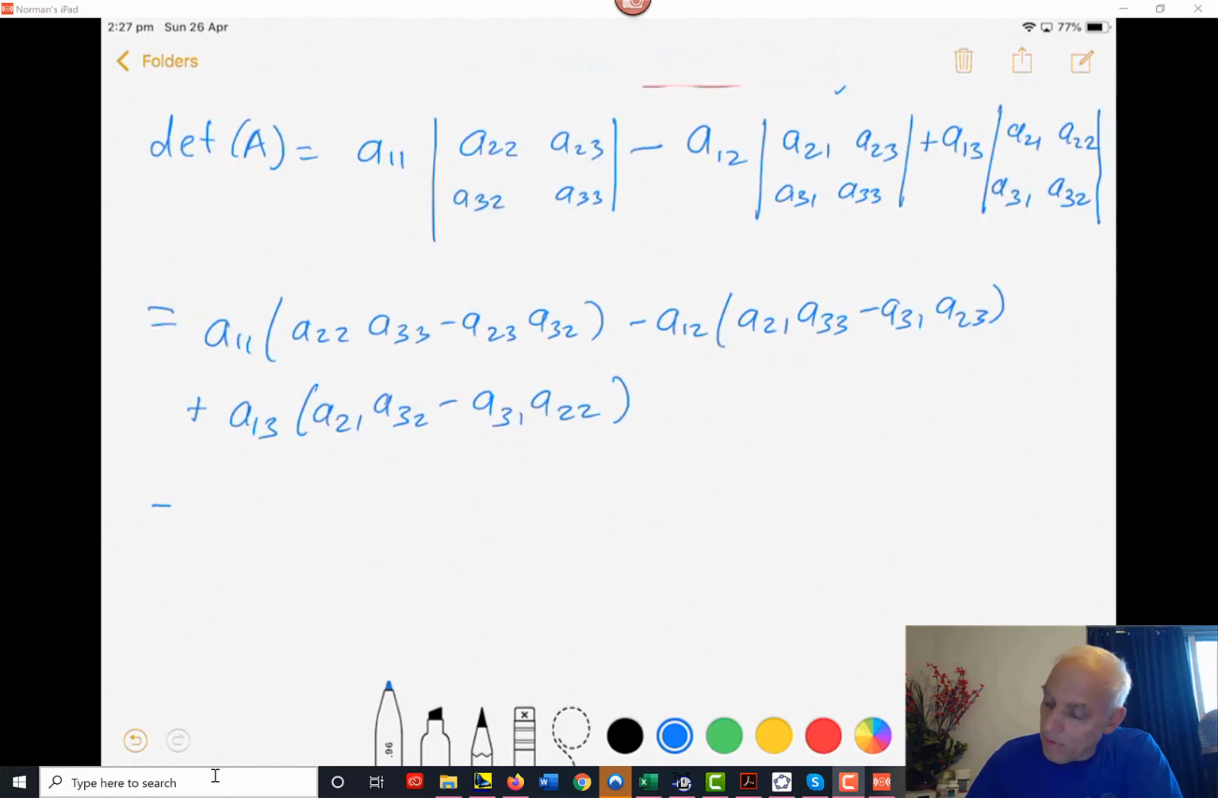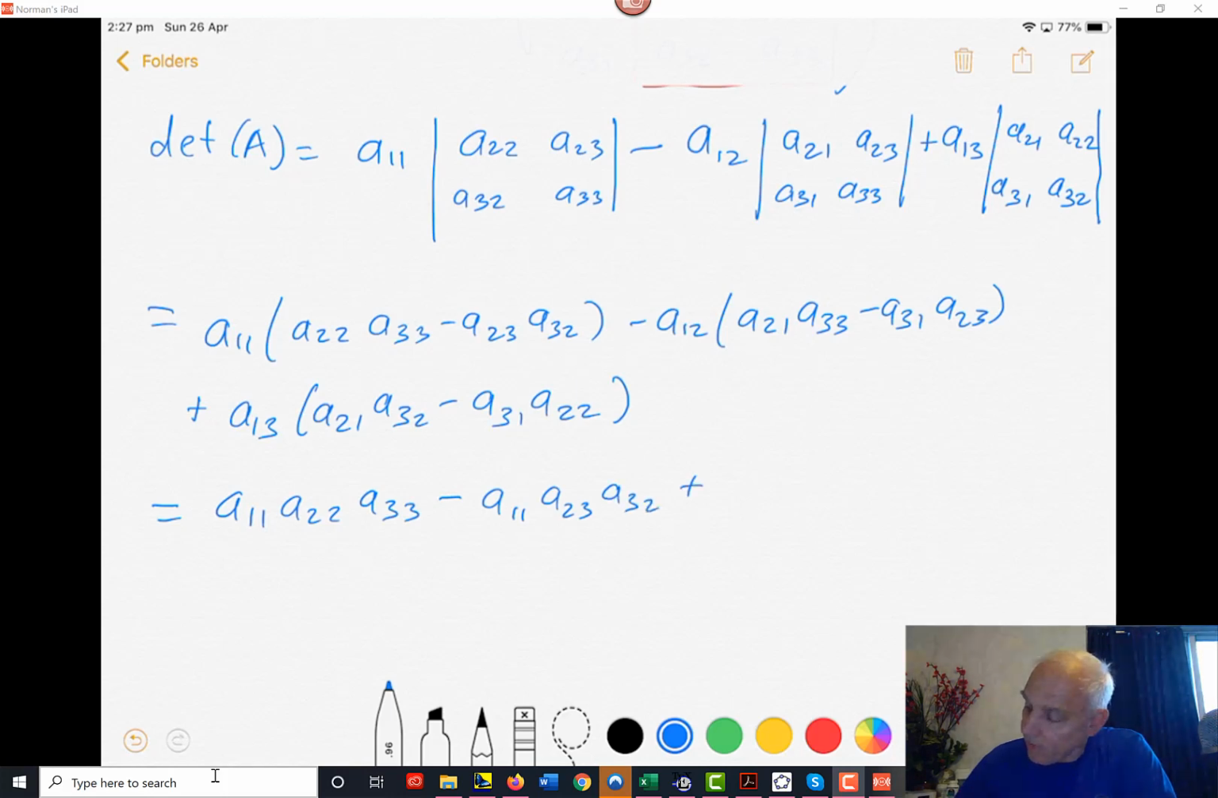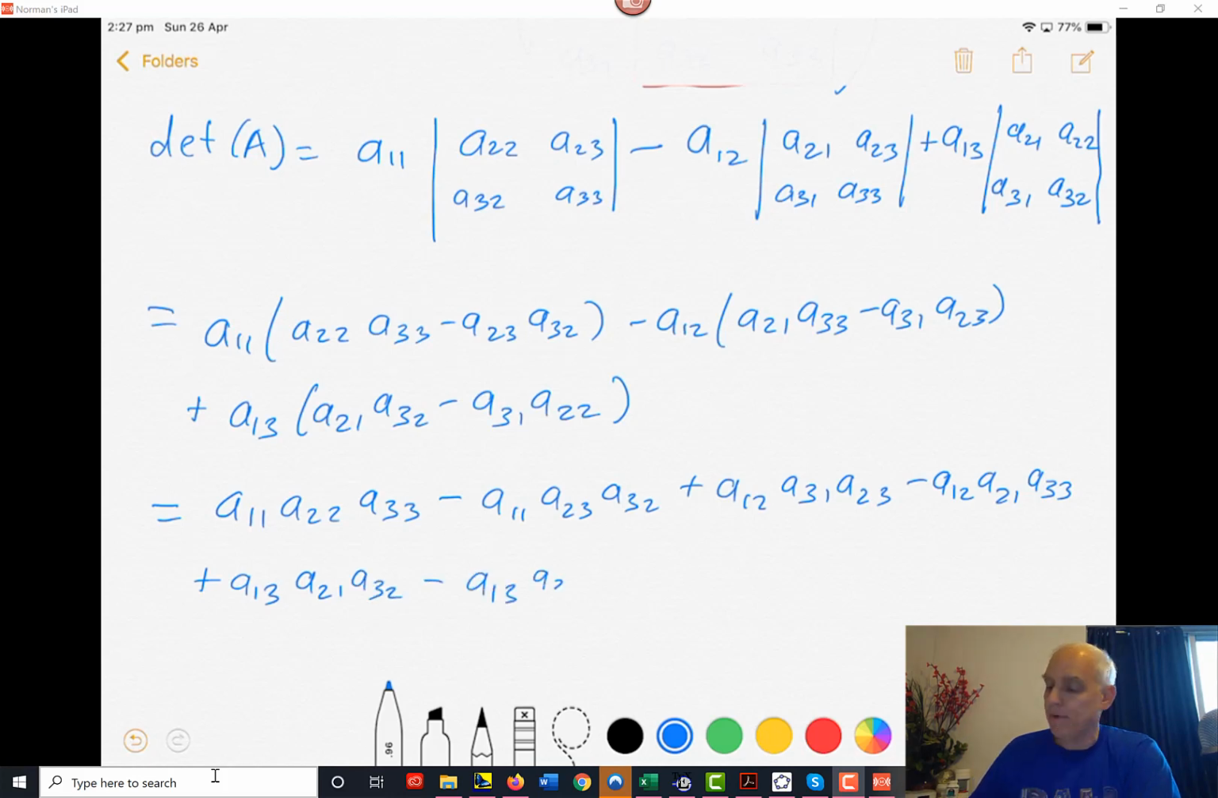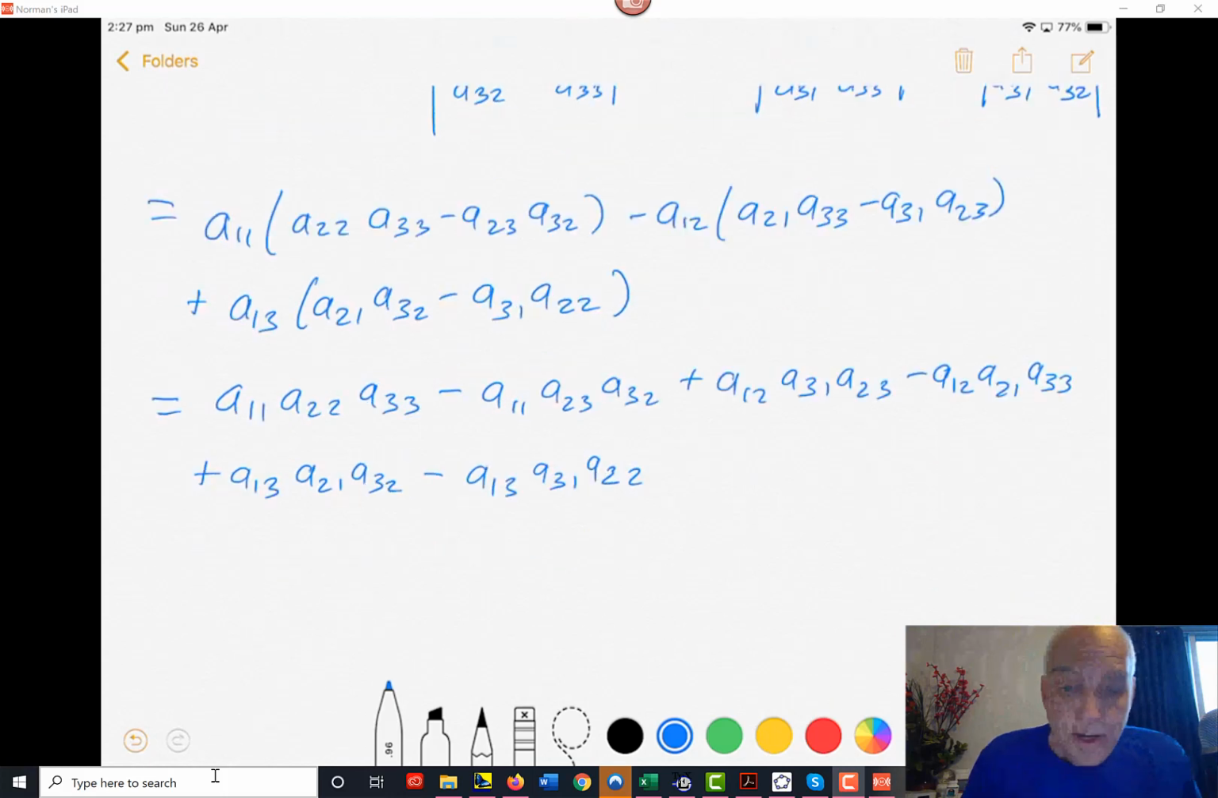Okay, let's expand this out. We know that we get 6 terms: a_11 a_22 a_33, minus a_11 a_23 a_32, then plus a_12 a_31 a_23, minus a_12 a_21 a_33, plus a_13 a_21 a_32, and minus a_13 a_31 a_22. Great. So that is the determinant of this general 3 by 3 matrix.